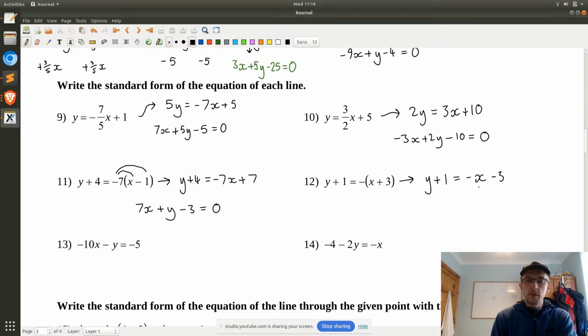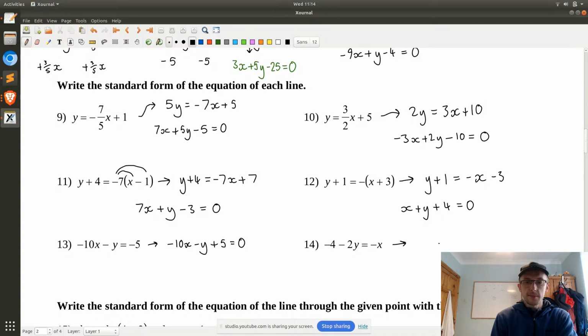Then move everything over to the left. So it becomes positive x plus y, and then add 3 on the left. There, like that. Okay. Here, it's basically already done. So just add 5 to both sides. Negative 10x, take y, plus 5 equals 0.